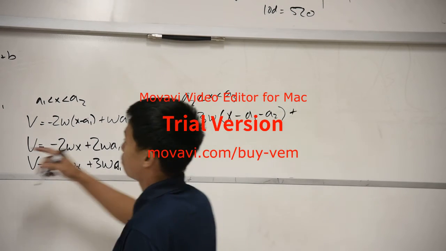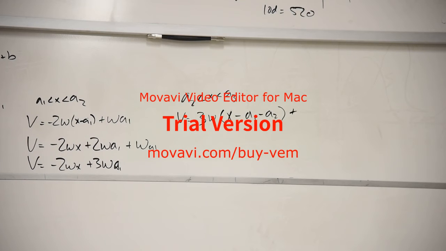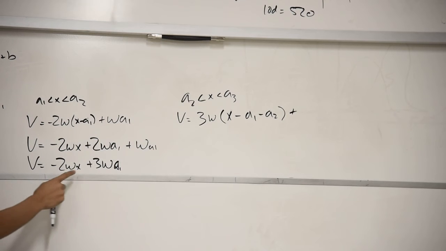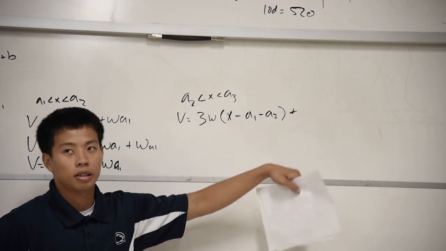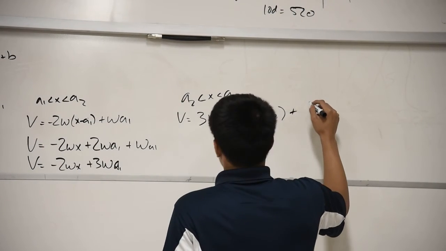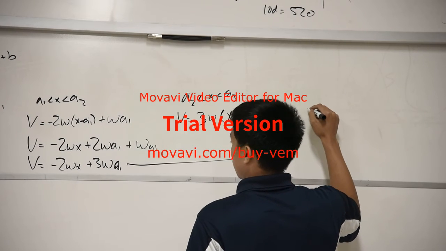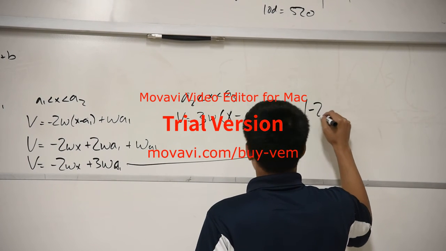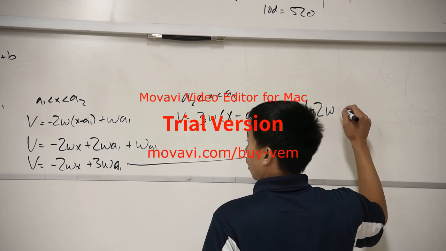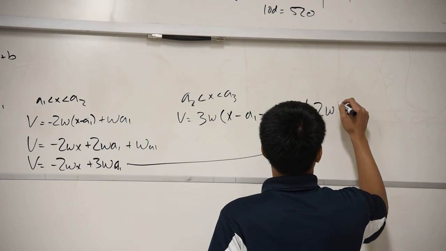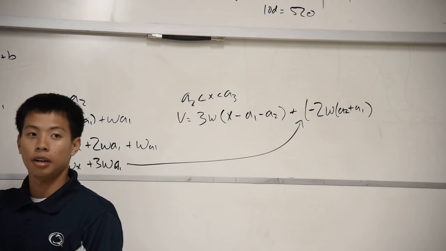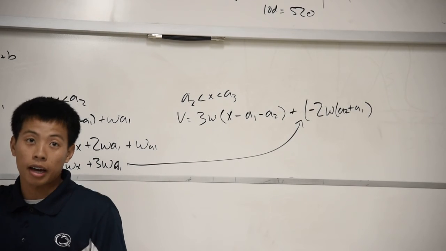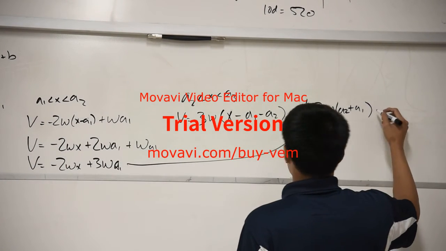And then the starting point, what value is this? If you plug in A2 for X, you'll get some value, and then whatever this value is, you'll plug into here. So it'd be, let's take this and going, negative 2W times A2 plus A1. Because it's the total distance, right? It's the total distance from A1 to A2. That's X. It's not just A2.